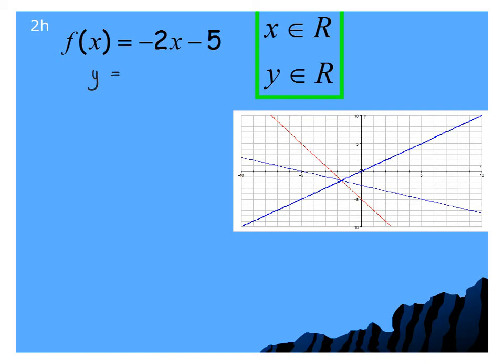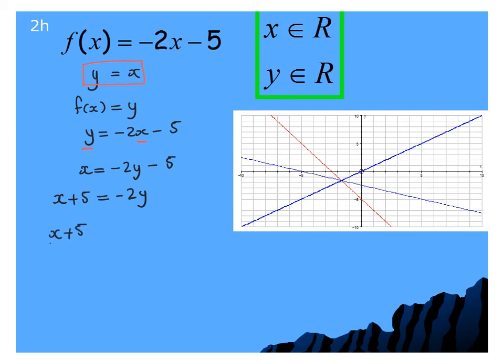We know that we're going to solve y equals x, because f of x equals y. We could write out the original function as y equals minus 2x minus 5. We know that we want to invert y with x because of this relationship. And so what we get then is that x equals minus 2y minus 5. If I add 5 on both sides, I am left with that, and I have to divide by minus 2. So x plus 5 divided by minus 2 equals y. So therefore, our inverse is described by x plus 5 divided by minus 2. We were expecting this.